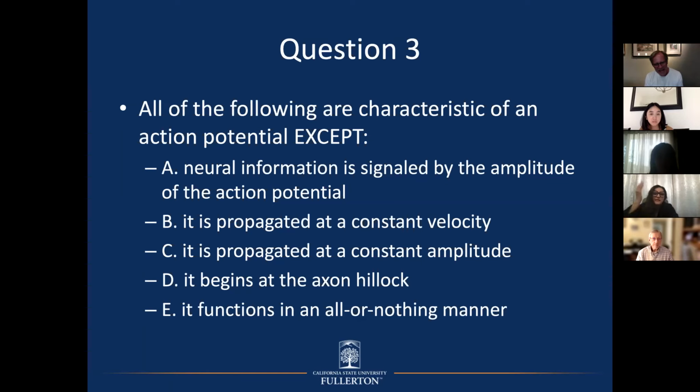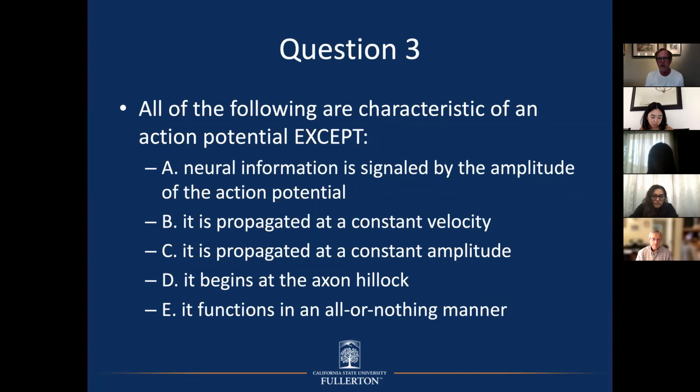It is A. Now, Mark, can you explain how you figured out that it's A? What is it about that? Definitions of the action potential. It's propagated at constant velocity, propagated at constant amplitude, it begins at the axon hillock, and it functions as an all or nothing matter. So all those are descriptions of the action potential. Okay, so you did it by method of elimination, and that left only one.